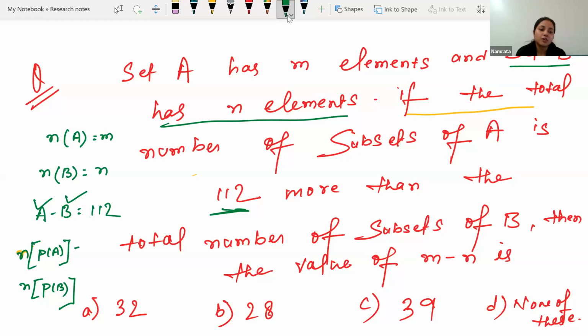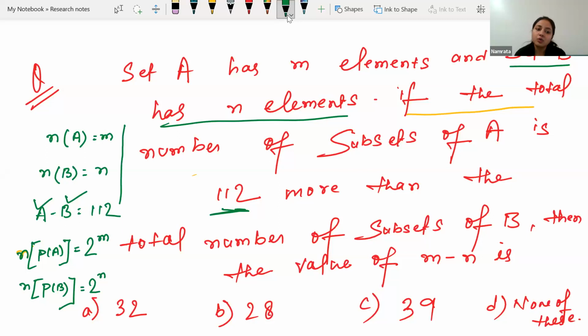Let's write: the number of elements in the power set of A will be 2 to the power m. Power set means all the subsets are there. So the number of elements in the power set of A will be 2 to the power m. Yes or no? Yes, so the difference is 112. And the number of elements in the power set of B will be 2 to the power n.